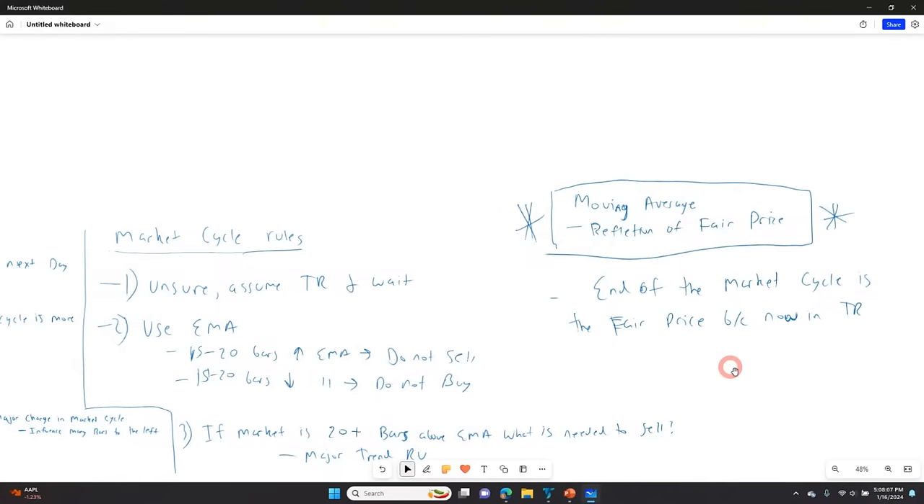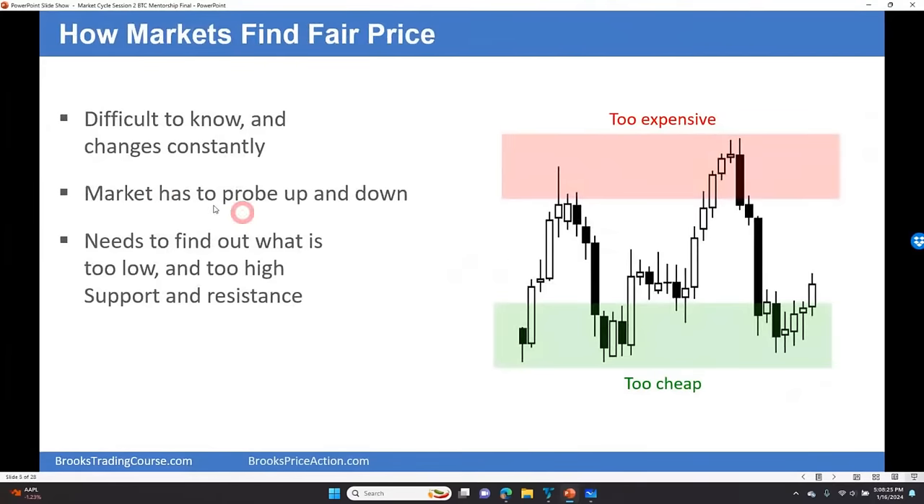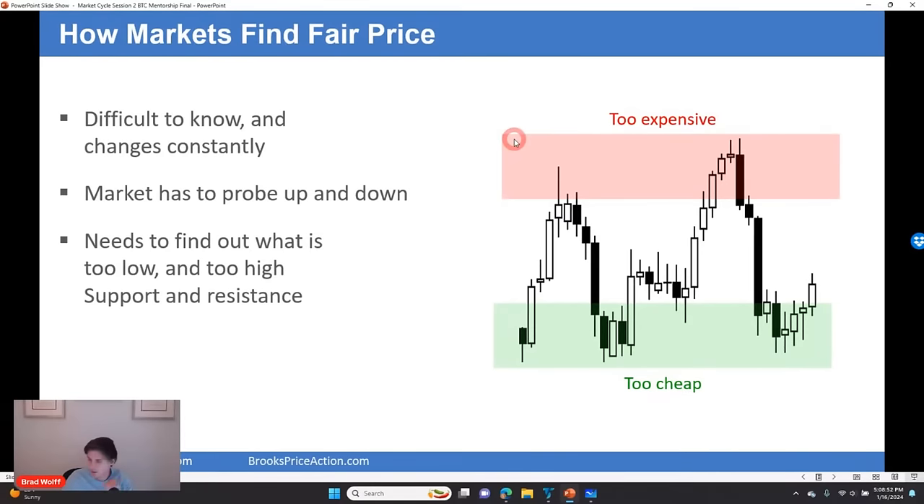So if the end of the market cycle is the fair price, who can tell me, why does the market cycle often go sideways in a tight band? In other words, let's go back to the very beginning here. Why does the market probe up and down? Let's think about that logic. Here the market cycle is complete. It's in a trading range. The objective of the market has been completed. Now, it's not done, because as soon as it probes up and down, and there's price discovery due to the fundamentals changing, the market is going to break to the upside or the downside. But the market's going to probe up and down in order to find what the fair price is.